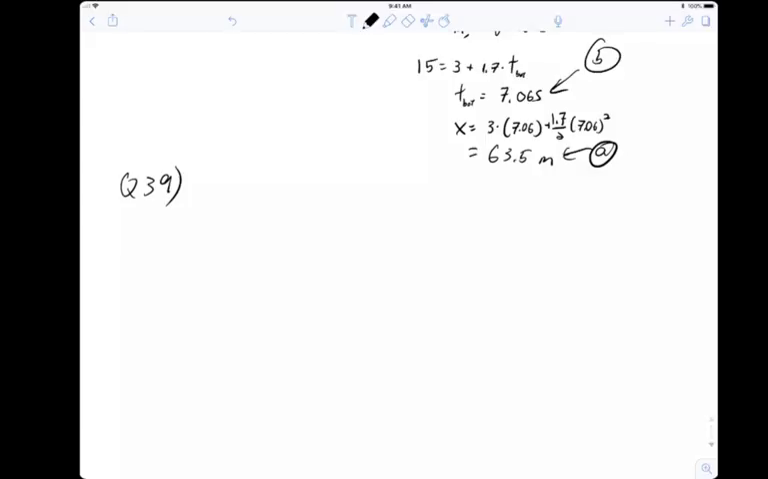Okay. Question 39. A particle rotates in a circle with centripetal acceleration 8 meters per second squared. What is a if the radius is doubled without changing the particle's speed, or the speed is doubled without changing the particle's radius? This is a type of reasoning called proportional reasoning.